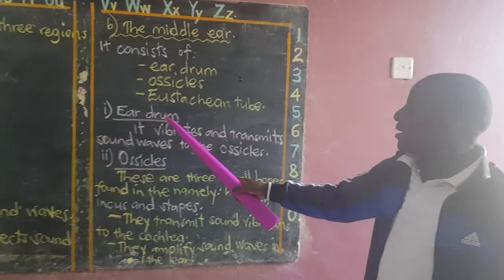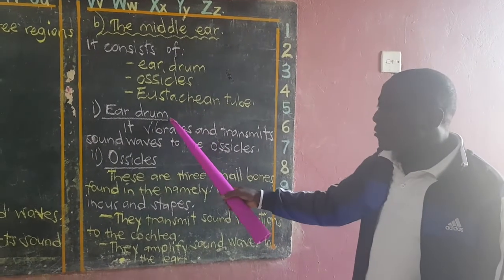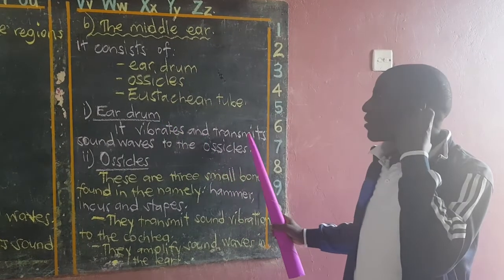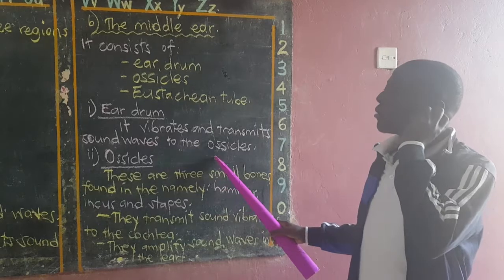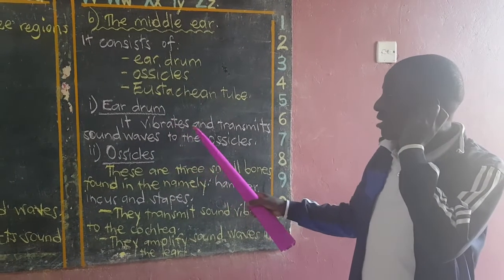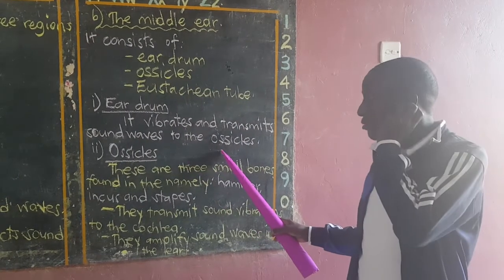Let us look at the eardrum. The eardrum vibrates. Remember, the eardrum receives sound waves from the auditory canal. So it vibrates and transmits sound waves to the ossicles, as you see the way they are arranged in order.